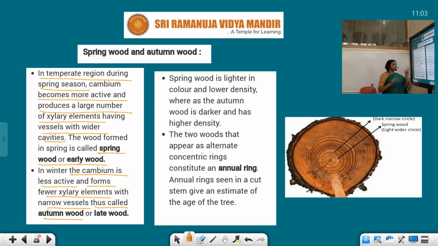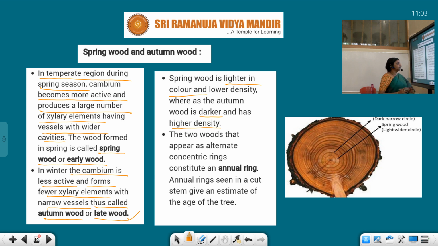The first time, in the spring season, the wood formed is called early wood, and the second time, formed in the autumn season, is known as autumn wood or late wood. Spring wood is lighter in color and lower in density, whereas autumn wood is darker and higher in density.